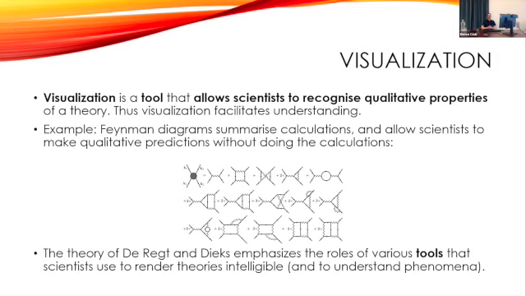A well-known example is Feynman diagrams, which summarize calculations and allow scientists to make qualitative predictions without doing calculations. So it's a visual tool to summarize a very lengthy calculation, and it gives you immediate insight into the calculation without the need to do it in your head. The prime example of that is Stephen Hawking, who was able to do calculations in his head just by using visual methods in GR. Okay, so this is quantum field theory.